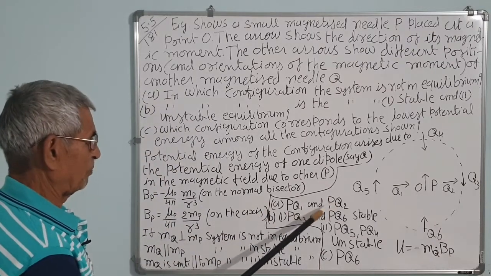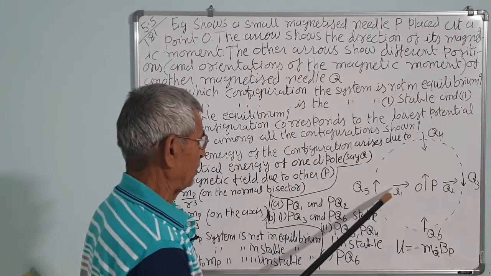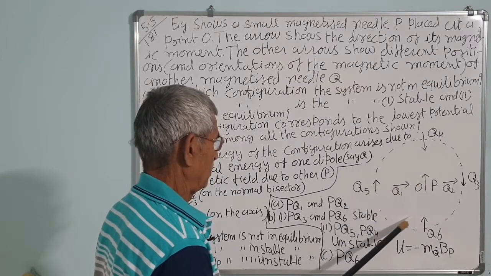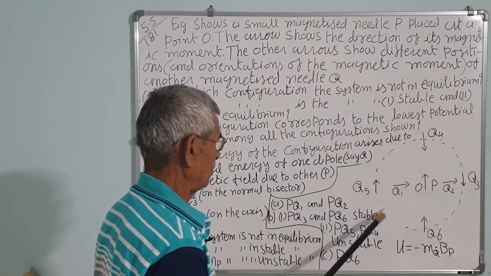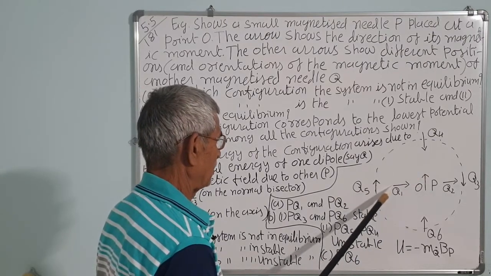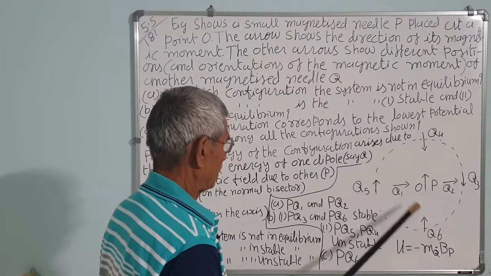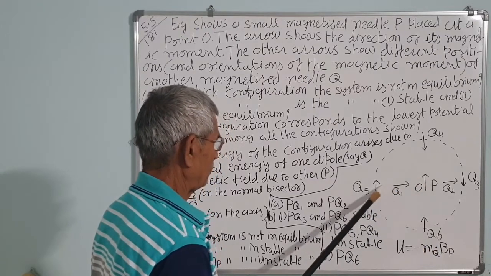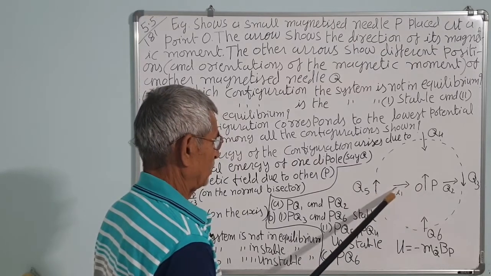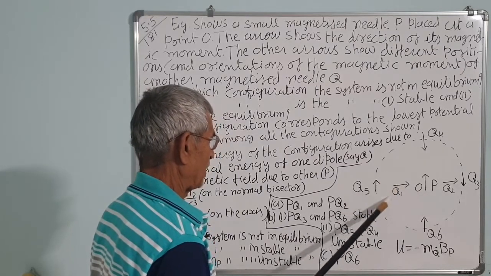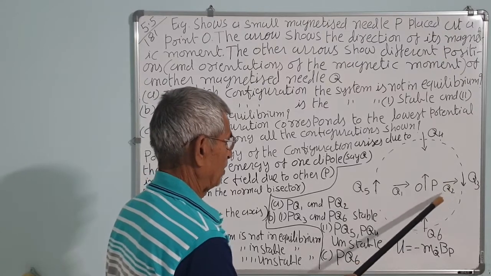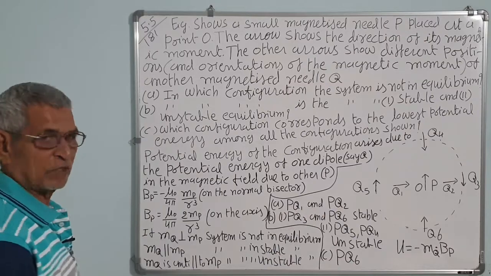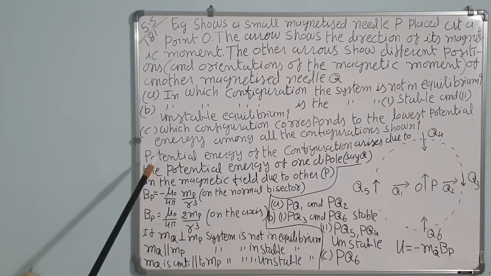In PQ1, this is at right angle, the field will be like this. It goes like this if you draw the field lines. So the field lines, that is B_P, the field due to this dipole P, and m_Q1, the dipole moment of this, are at right angle. Here also right angle, PQ2. So in PQ1 and PQ2, the system is not in equilibrium.